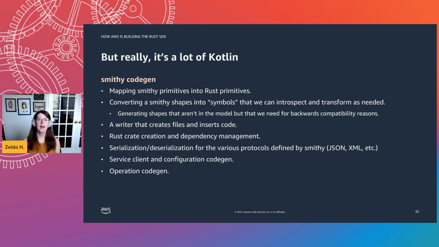We define these writers, which are basically super-powered string formatters to create files and insert this Rust code into them. We also have things that will create Rust crates for us and manage the dependencies of those crates. We have all these things that will set up serialization and deserialization for all these models so that we can send requests and interpret the responses that come back. It also controls how these service clients get created with all their different operation builders and how their config works. And it also sets up the CodeGen for those specific operations, like how they actually work inside.